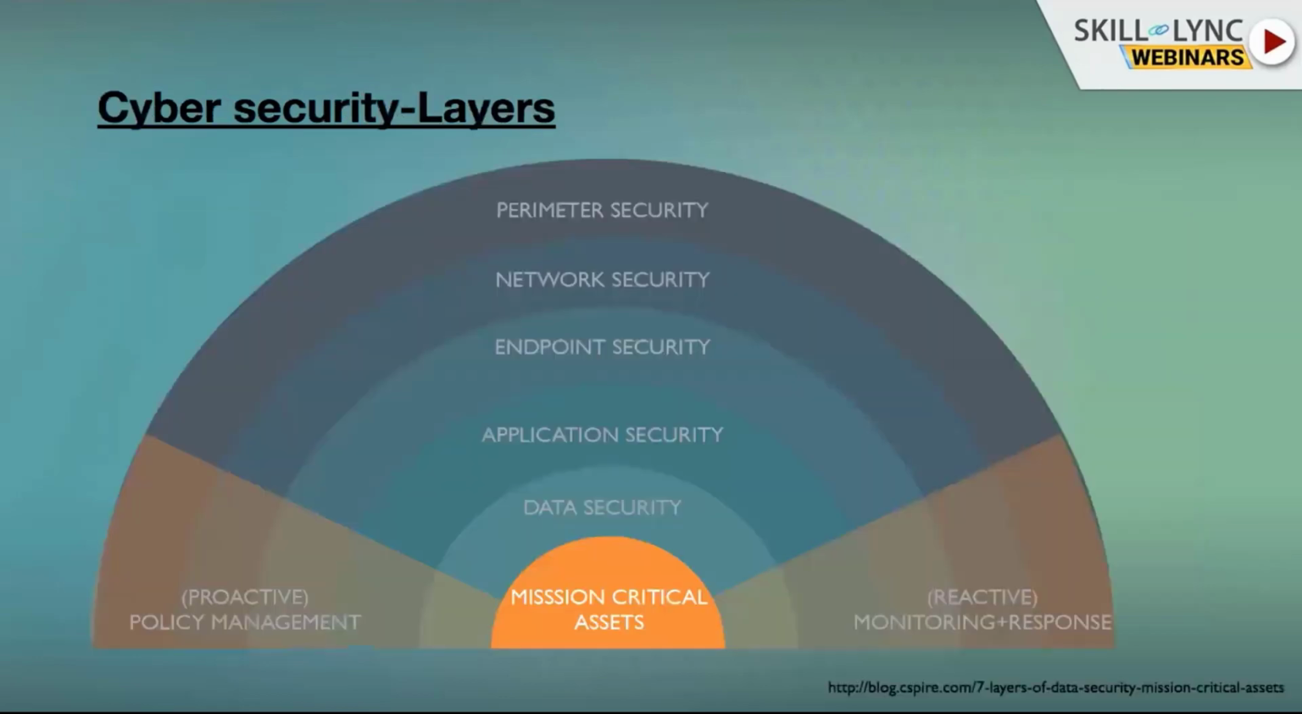And then again, coming back to cybersecurity, remember, I spoke about the OSI layer, right? These are the various layers of cybersecurity. So perimeter is going to be something similar to your physical layer. And then you will have your network layer, which could be your layer 4. Your endpoint is layer 5, application is layer 7.